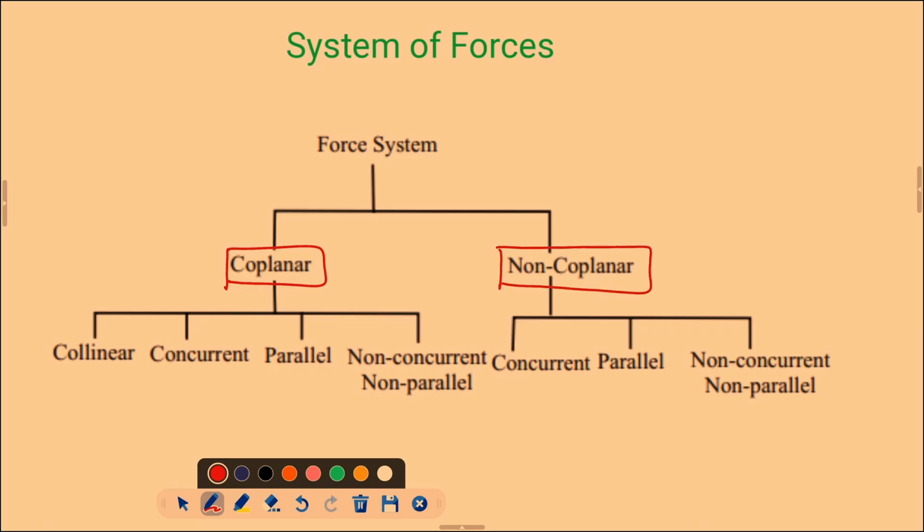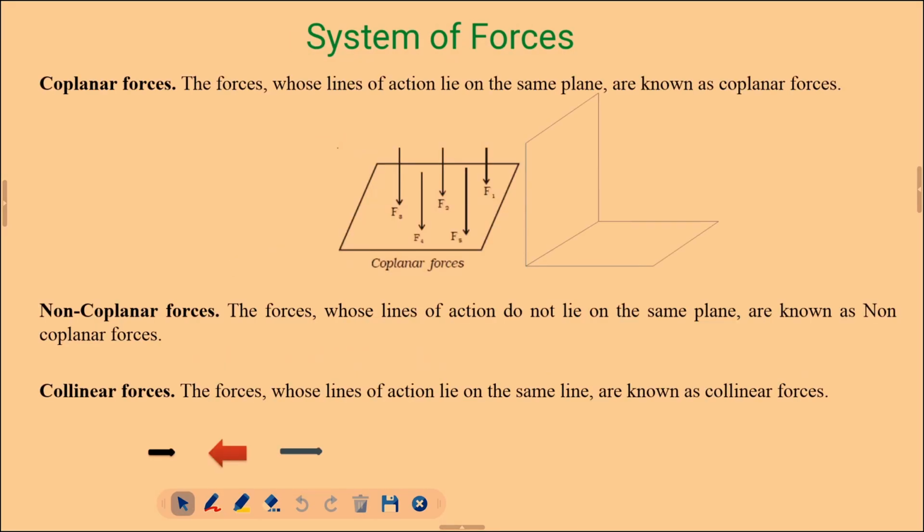Under coplanar, number 1 is collinear, 2 concurrent, 3 parallel and fourth one non-concurrent, non-parallel. Under non-coplanar, number 1 is concurrent, 2 parallel non-coplanar forces, number 3 is non-concurrent, non-parallel, non-coplanar forces. We will see one by one.